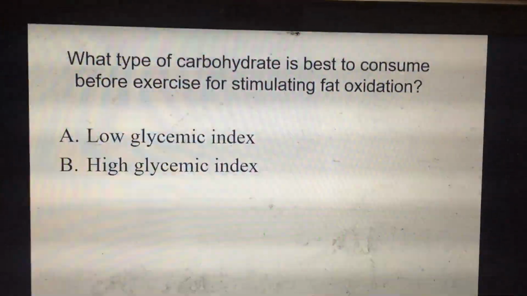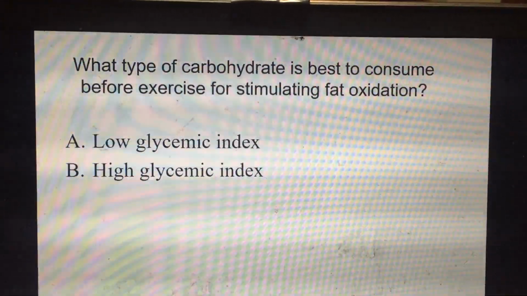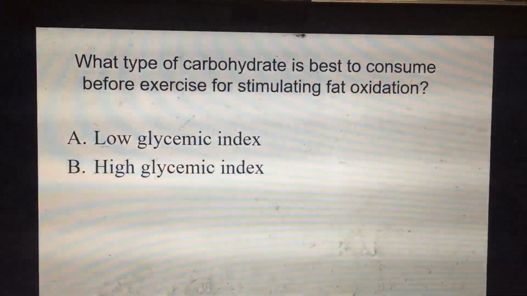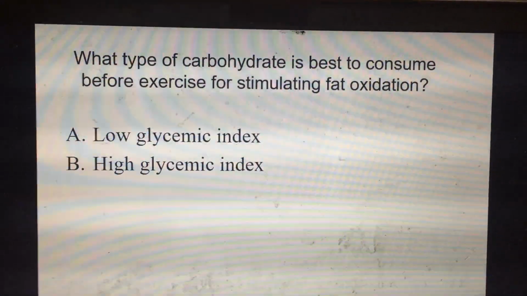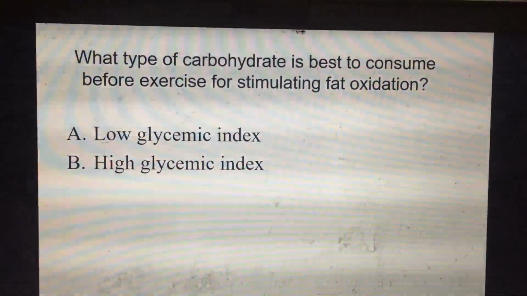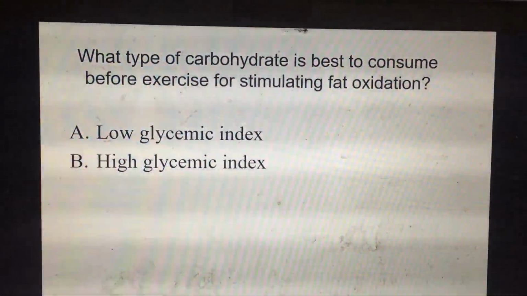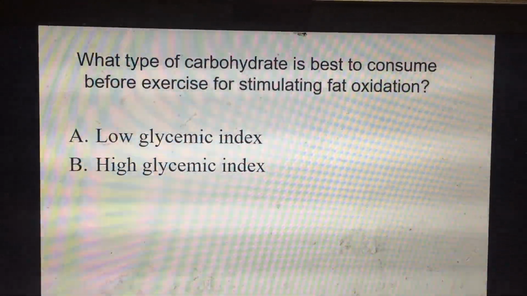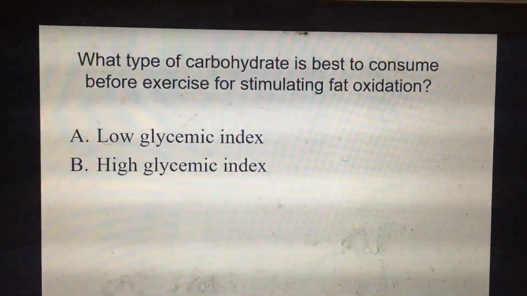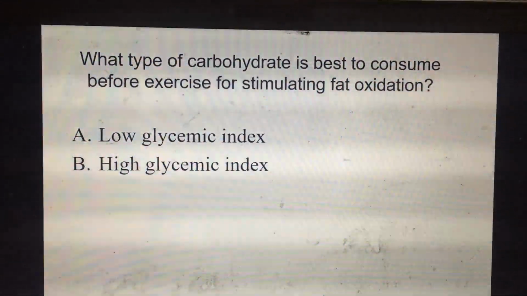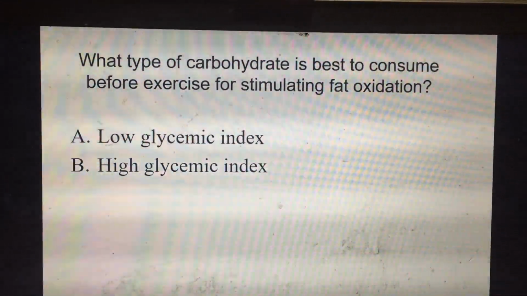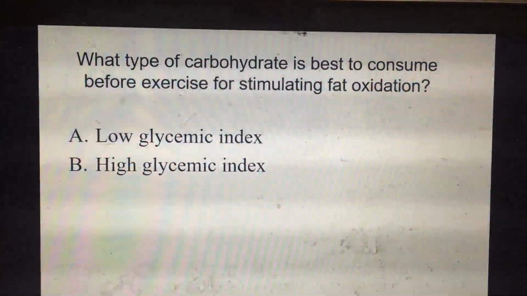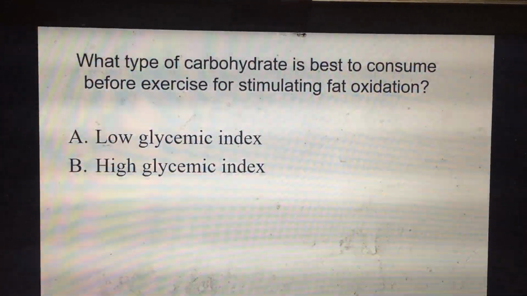So some review questions for you. What type of carbohydrate is best to consume before exercise for stimulating fat oxidation? The correct answer to this would be A, low glycemic index carbohydrates. So low glycemic index carbohydrates result in a slow and small increase in glucose in your blood, whereas high glycemic index carbohydrates result in a fast increase in glucose and a higher increase in glucose.